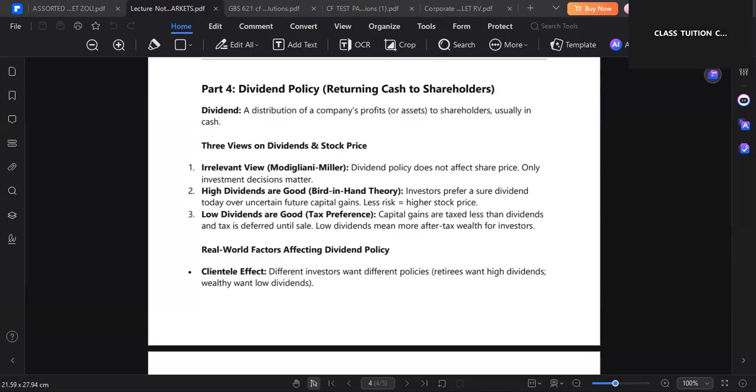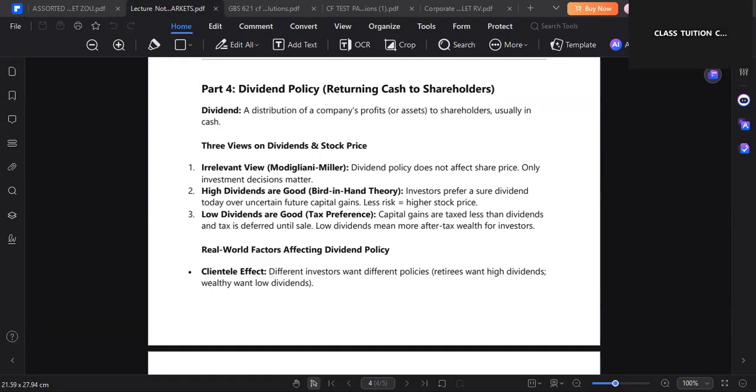So we have three competing views on dividends. There's a long-standing debate in finance about whether dividends affect the share price. Let me summarize these three views. View number one says dividend policy is irrelevant. This view is associated with M and M, Modigliani and Miller, who say that dividend policy does not affect the share price.